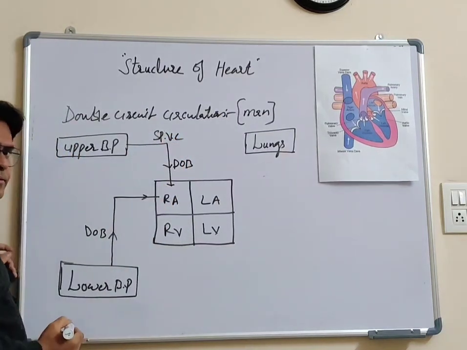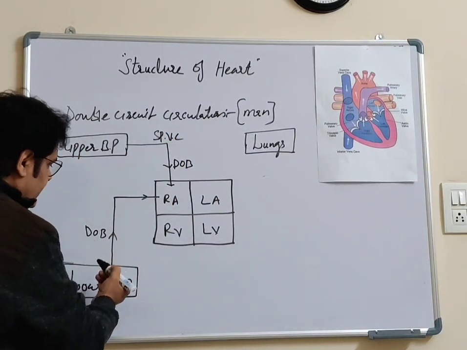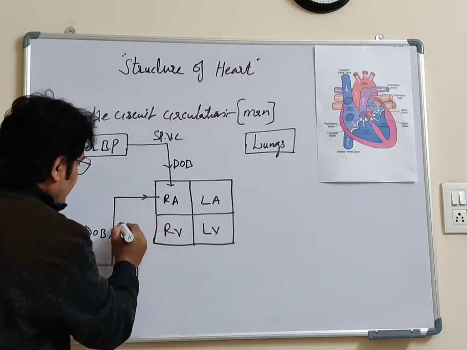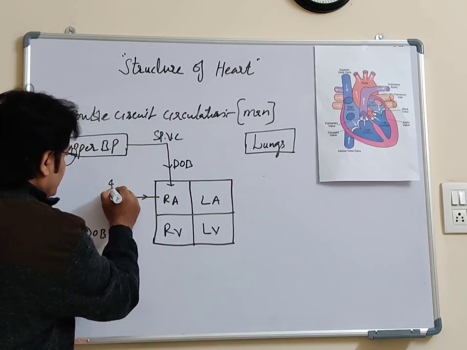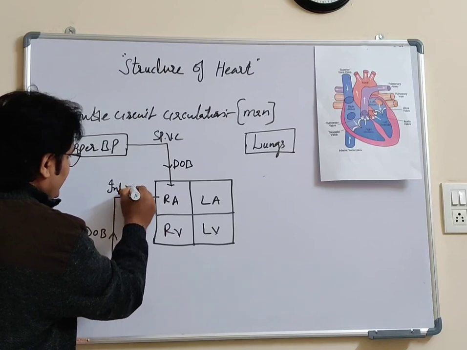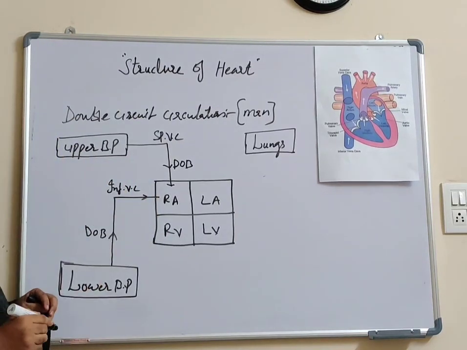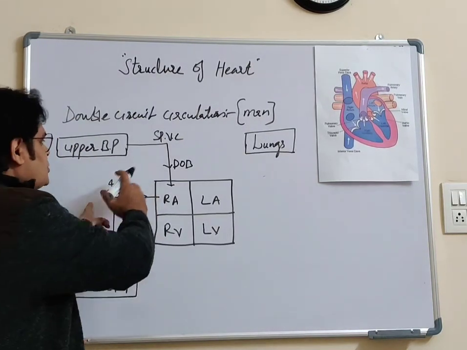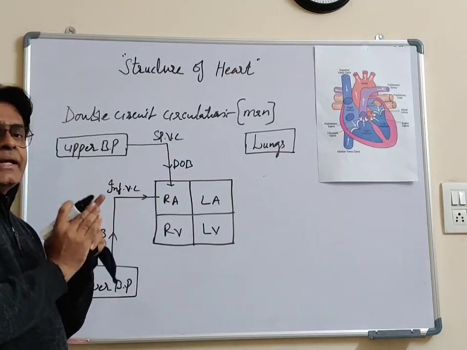Superior vena cava. From the lower portion of the body, the deoxygenated blood enters the right auricle through the inferior vena cava. Okay, these are the veins, large veins. These two veins together are called caval veins.